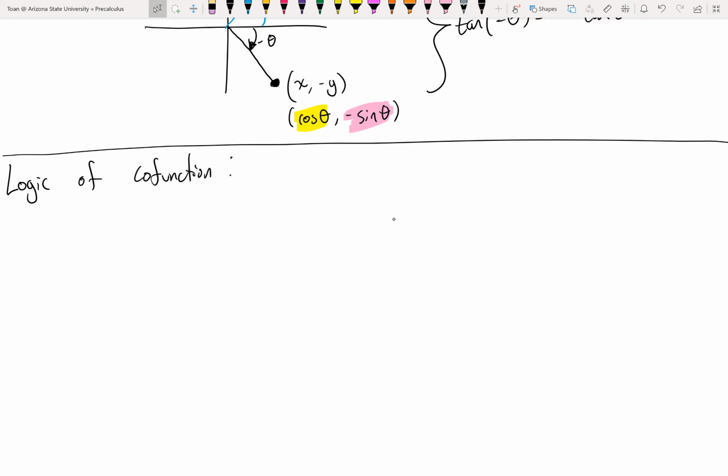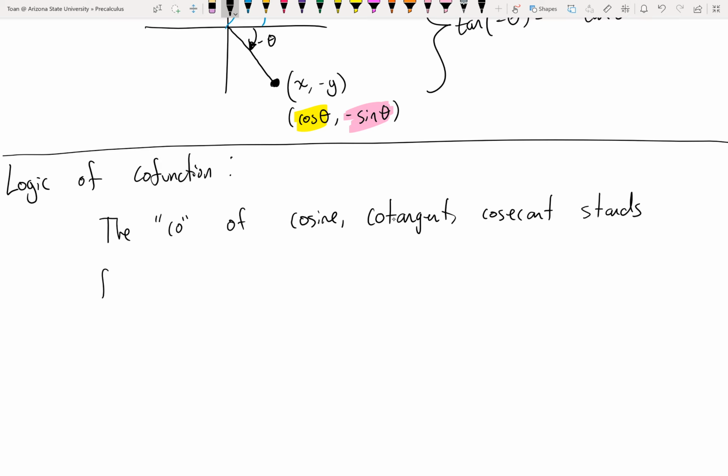Have you guys ever wondered what the "co" in cosine, cosecant, cotangent really means? Well, the "co" of cosine, cotangent, and cosecant stands for complementary. And in geometry, the word complementary means adds up to 90 degrees.